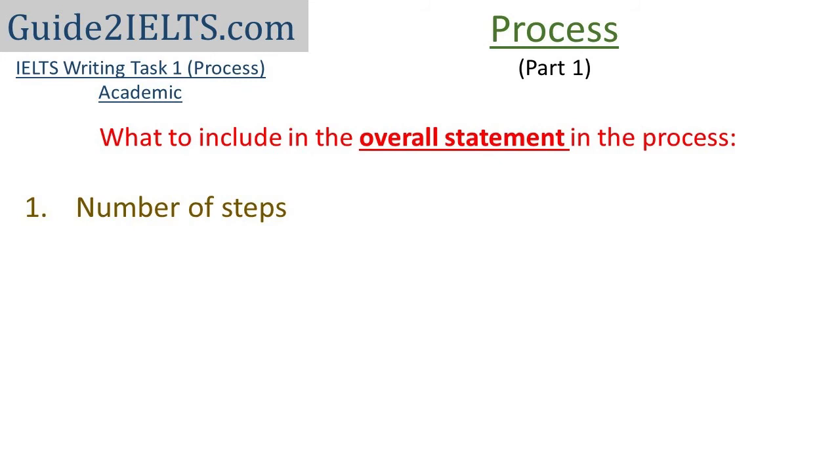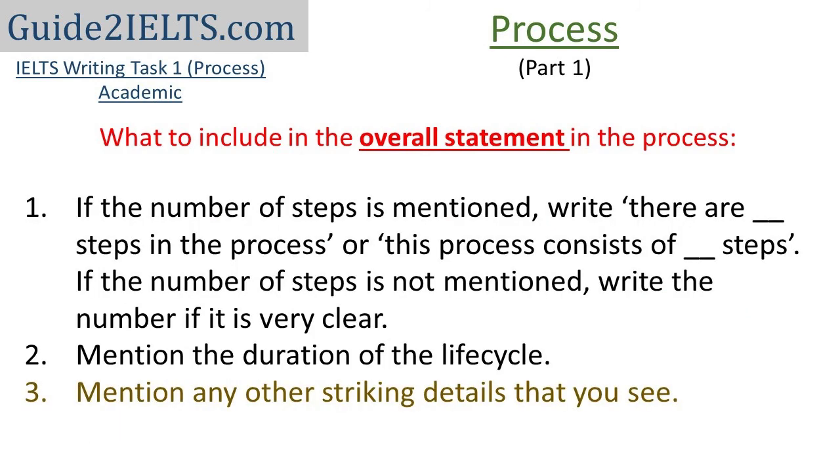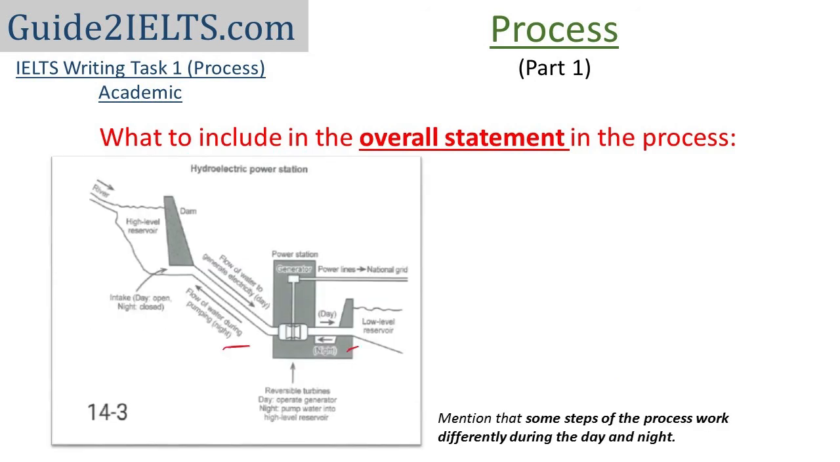If the number of steps is not mentioned, write the number if it is very clear. In the overall statement, you could also mention the duration of the life cycle. For example, in this life cycle of silkworm, I can write that it takes approximately 10 weeks. You could also mention any other striking details that you see. For example, in this one, I'd mention that some steps of the process work differently during day and night.